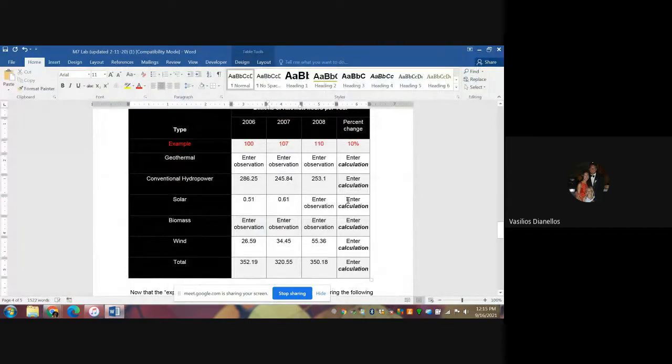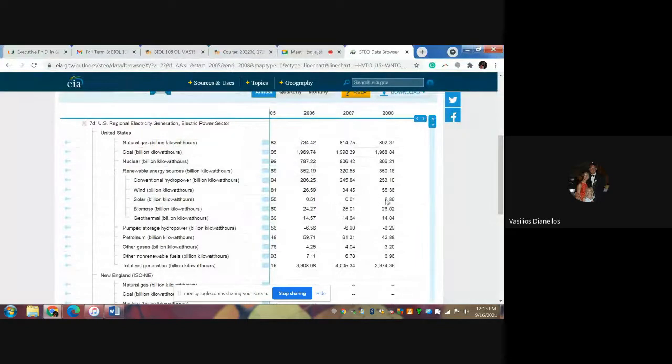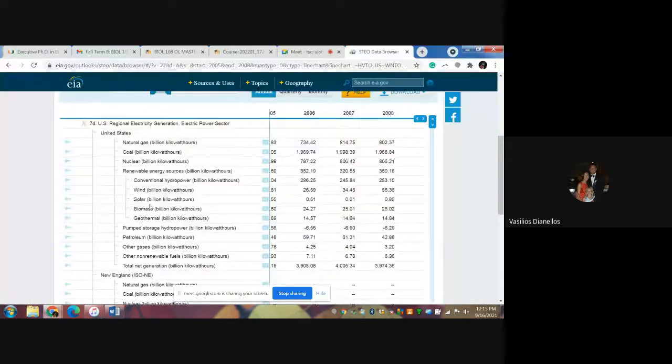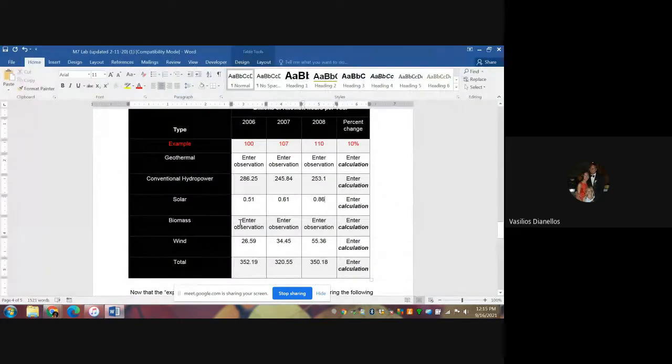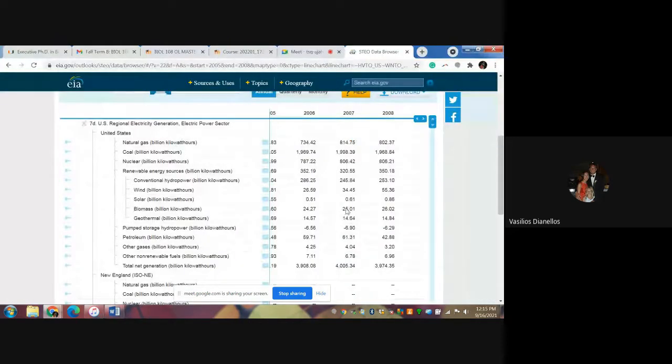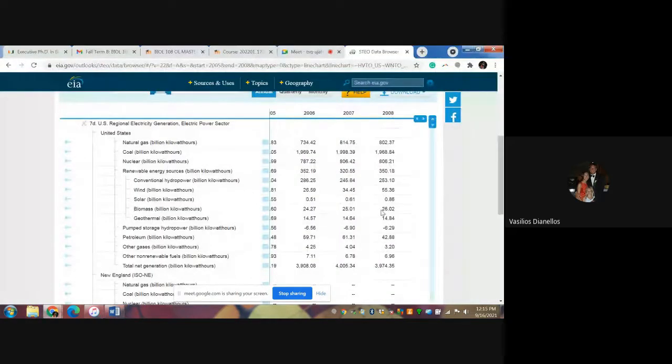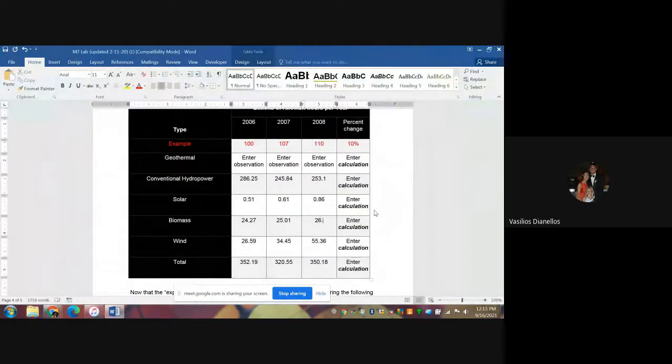0.61. Now let's look at 2008. Solar, 2008, 0.86. Okay. Now, next on the list is biomass. 2006 was 24.27. 2007, we had 25.01. 2008, we had 26.02.